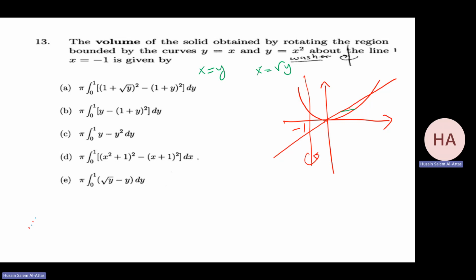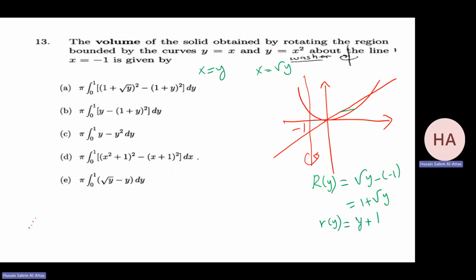Okay, so I have an outer radius, R of y will be what? It will be the one to the right, which is the square root of y. Or let me do it this way, square root of y minus 1. So it's 1 plus the square root of small r of y. Very clear, it will be x plus 1, the same idea, x minus 1. Y plus 1, sorry. Let's write in terms of y.